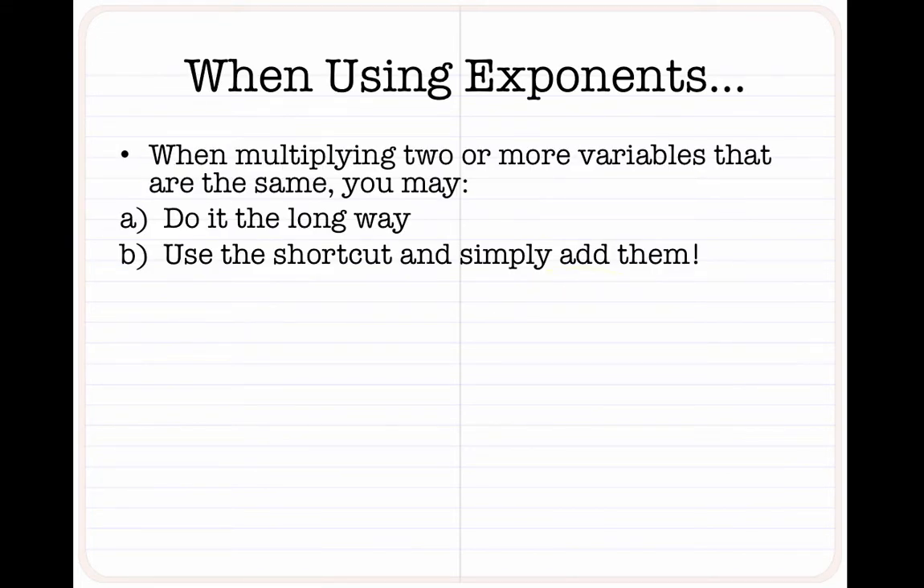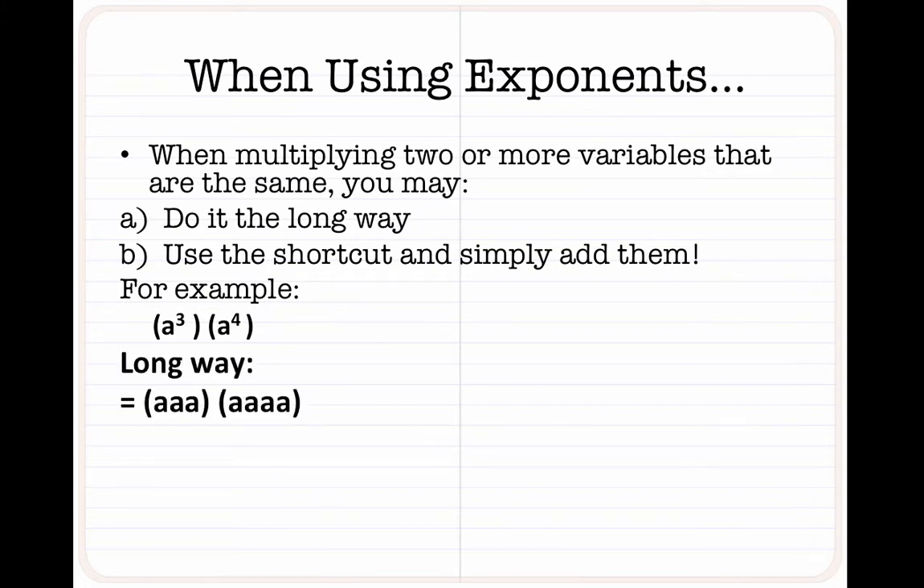When using exponents, when multiplying two or more variables that are the same, you may A. do it the long way, or B. use a shortcut and simply add them. For example, a cubed times a to the fourth power.